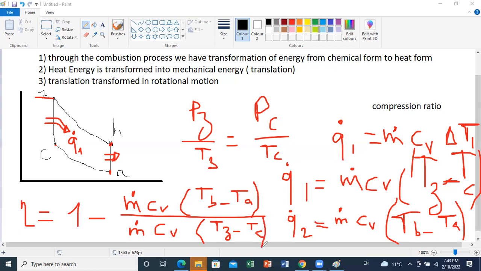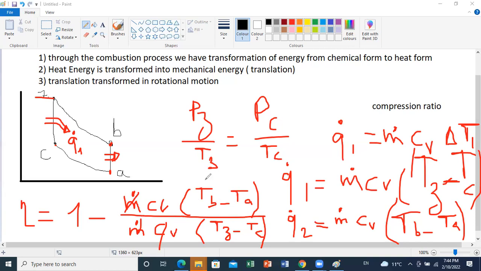Okay, so now I can simplify m dot and cv, and then to get my efficiency formula I need to determine this ratio of temperatures. Okay, and look, whenever you have to derive a formula in such problems, think about introducing ratios, because ratios can be related to general parameters. While if you keep them like this, you cannot do any simplification.